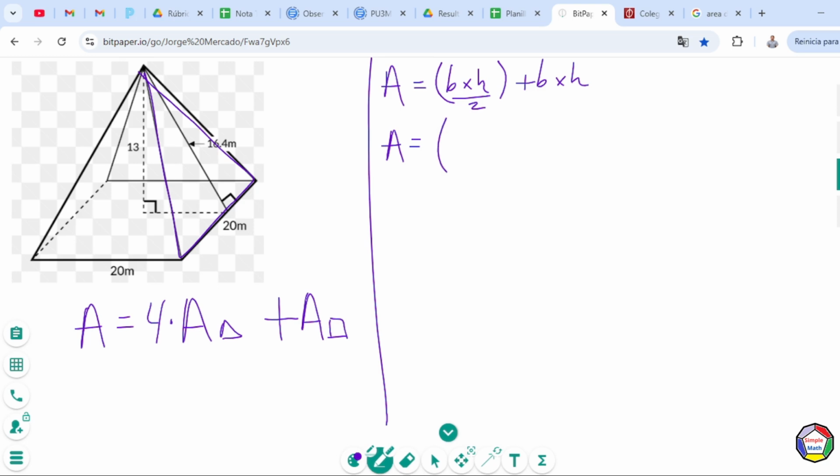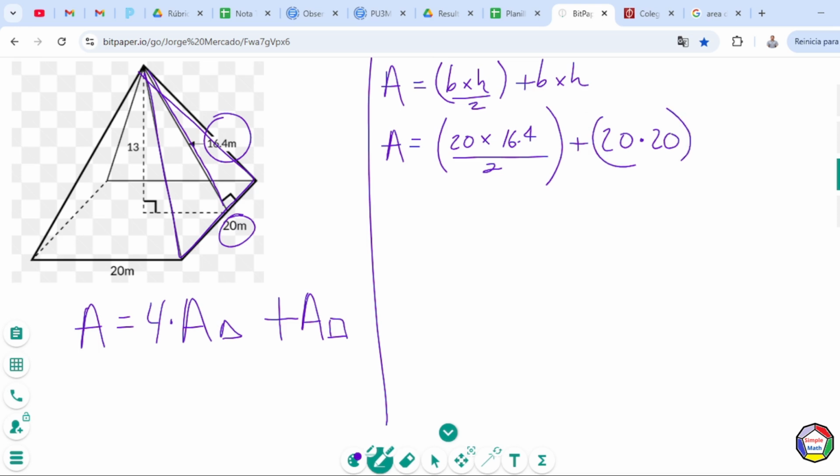What is the base of the triangle? 20. So 20 times height. What is the height? It is this one, in this case 16.4, and everything divided by 2. That is the formula to calculate the area of one triangle, plus base times height of the square. So 20 times 20. That's the way we calculate that area.